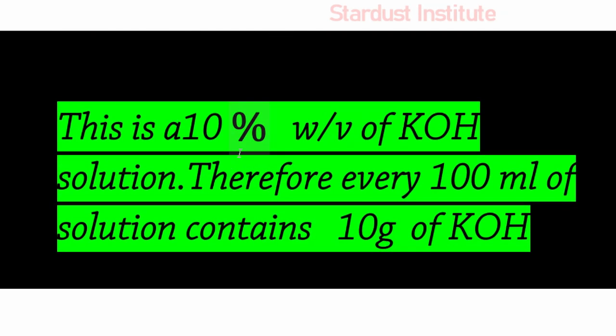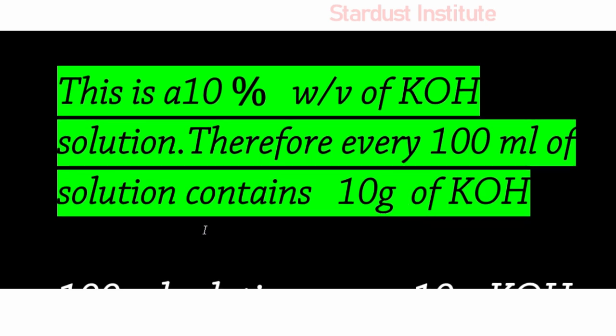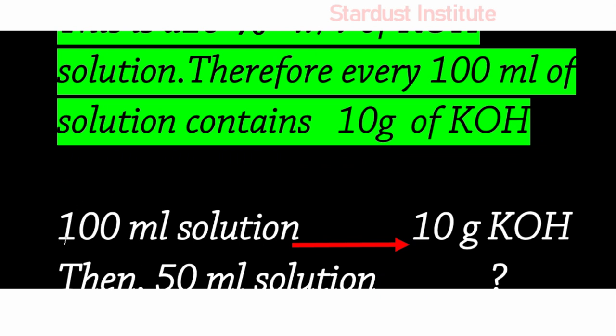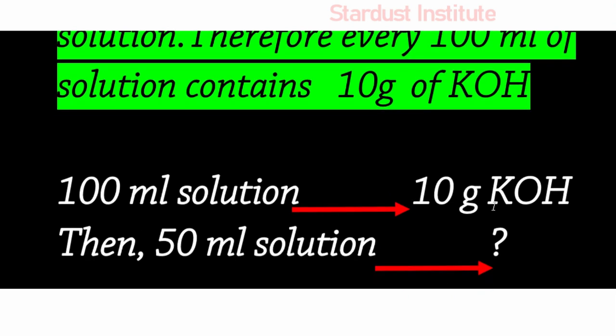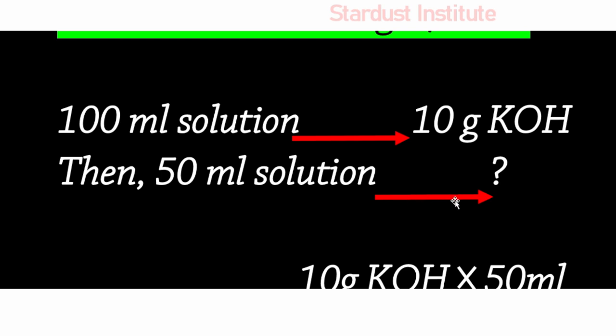This is a 10% weight by volume of KOH solution. Therefore, every 100 milliliters of solution contains 10 grams of KOH. In 100 milliliters of this solution, there are 10 grams of KOH. Then in 50 milliliters of this solution, how many grams of KOH are there?